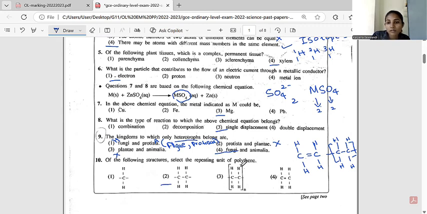So what about the third answer? In the third answer, there's N. N means there are a large number of repeating units like this. So this is for the polythene. Polythene is represented like this. We want to add N. So the repeating unit is the second answer.